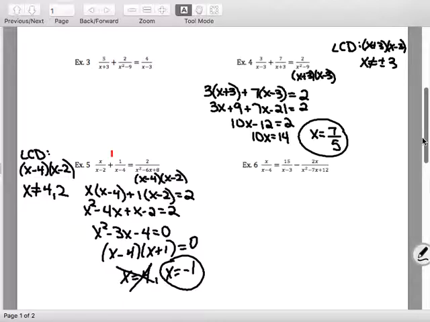All right, I'm going to pause, and I want you guys to try example 6. Try and get as far as you can on your own.